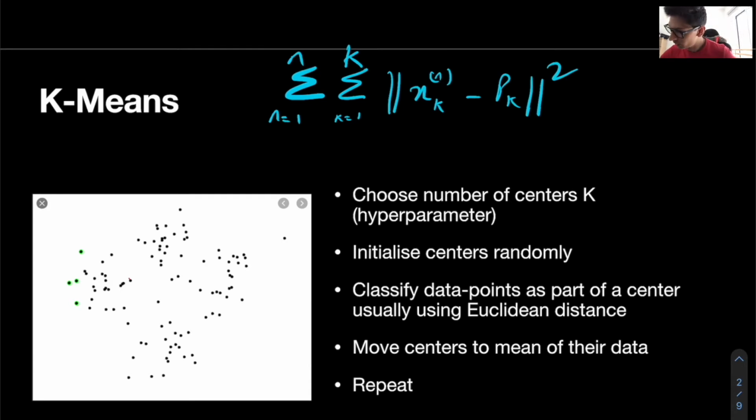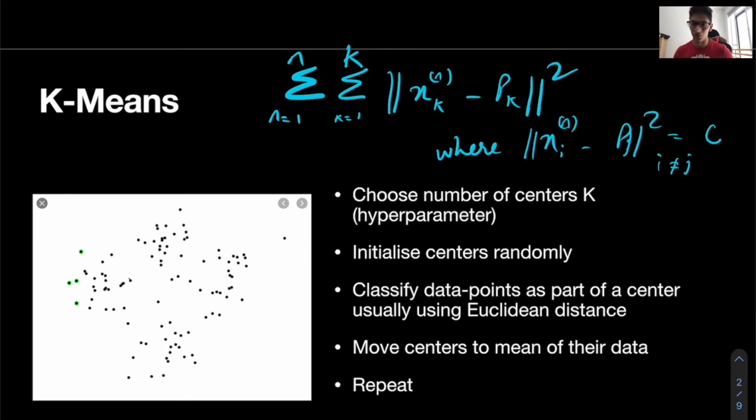So this is essentially what you're trying to minimize, where x sub i minus p sub j, where i is not equal to j, is equal to 0. What this just means is we're finding the distance from the center that this data point is part of, and not from all of the centers. We find the distance from all of the centers to classify it to a specific point, but when we're minimizing the total distance, we only count the distance from the center that it is a part of.